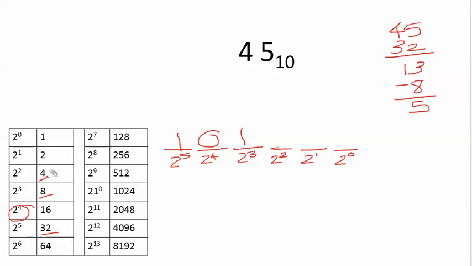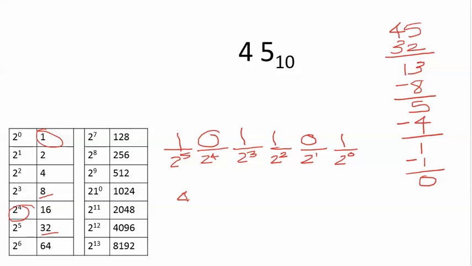I look at the next power of 2, 4. 4 is less than 5, so I'm going to need a 4. I subtract. I have 1 left that I need to account for. The next power of 2 is 2. 2 is bigger than 1, so that means I'm going to store a 0 here. Right? And then the very last power of 2 is 1. I have 1 left that I need, and I should end up with 0 left to represent.